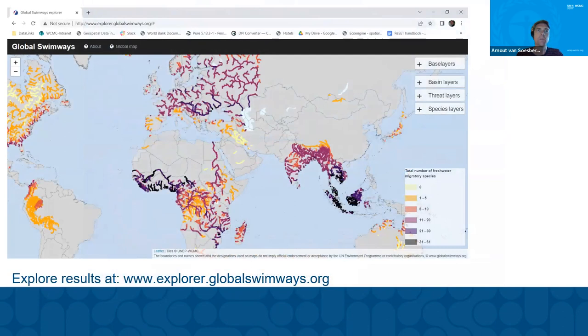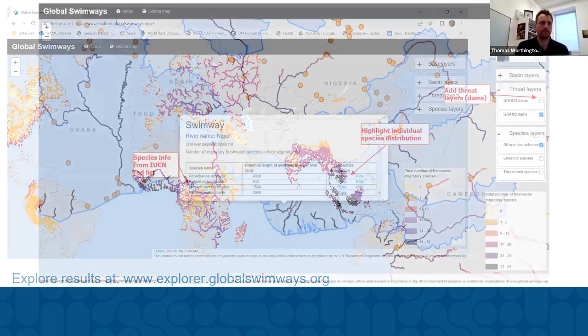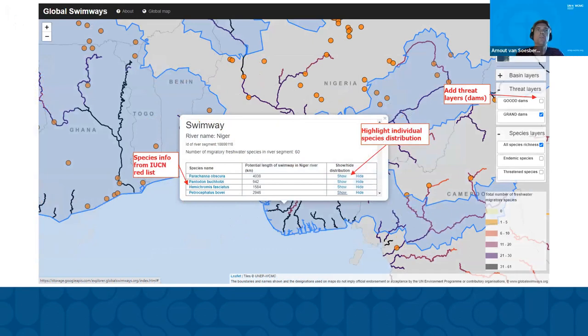Now, as well as the paper, we also created an online web viewer where you can explore all the results that are described in the paper, as well as some other regions. And you can find it at this web link that's shown here, explorer.globalswimways.org. And the Explorer allows you to get individual species information for each river. You can show species distributions, you can link to the IUCN information of that species, and you can add threat layers such as dams, as well as a range of other functions.